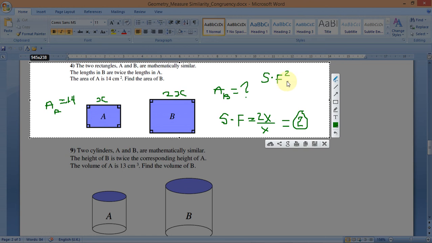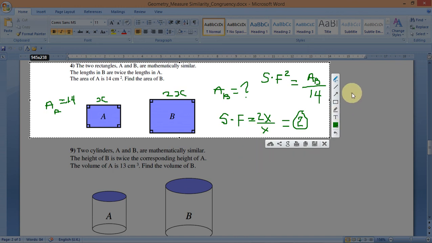So since it is area now, scale factor squared equals, now we are looking for B and it's the enlargement. So the area of the enlarged one, the area of B, which is the unknown, let's call it AB, divided by the area of A. So the area of A is given to be 14. Okay, so I can complete the task now.